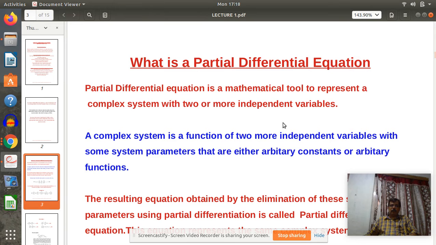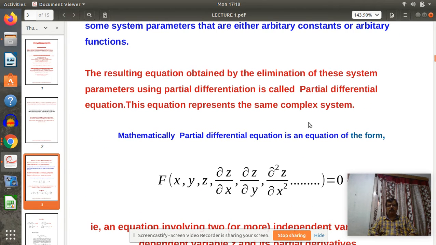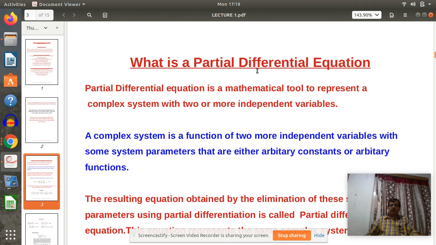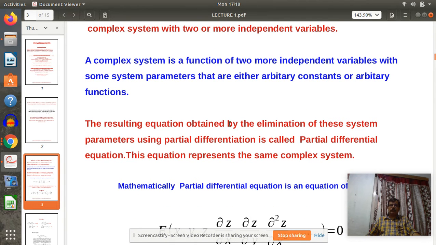So the resulting equation obtained by the elimination of these system parameters using partial differentiation is called a partial differential equation. So for the partial differential equation, we have three stages. Initially, it is a tool to represent a complex system with two or more independent variables. Complex system means it is a function having two or more independent variables with some system parameters which are either arbitrary constants or arbitrary functions. Now the resulting equation, which is obtained by elimination of these system parameters using partial differentiation, is called a partial differential equation. Actually, this partial differential equation represents the same complex system discussed earlier.